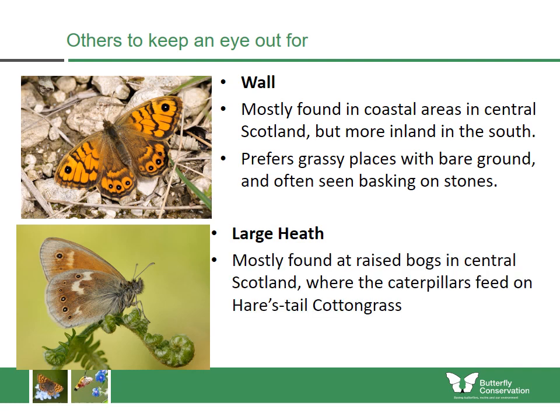Then the large heath, very similar in appearance to the small heath, but the large heath is only slightly bigger. However, it has a much more restricted habitat because it can only be found on raised bogs in central Scotland. The caterpillars of this butterfly feed upon hairtail cottongrass, which need this habitat, so you're very unlikely to see a large heath butterfly unless you're at a raised bog. They may or may not have spots on the undersides of the wings, so that's just something to keep an eye out for.